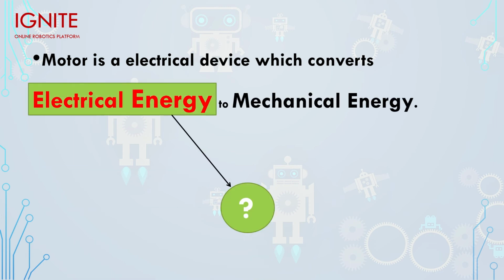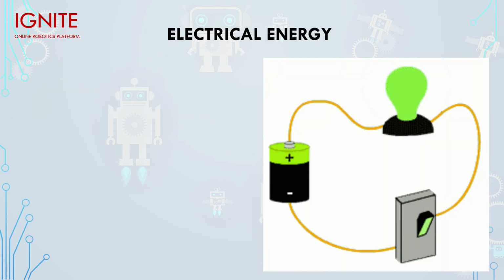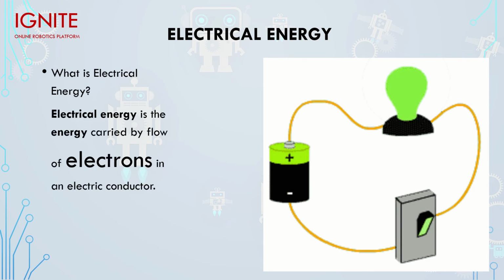Now, what is electrical energy? We understand what energy is. Electrical energy is the energy carried by the flow of electrons in an electric conductor. Like you can see in the video, when you switch on, electricity flows through the wire and the bulb turns on. When you switch off, the bulb is off. That way, electrical energy is flowing through the conductor.